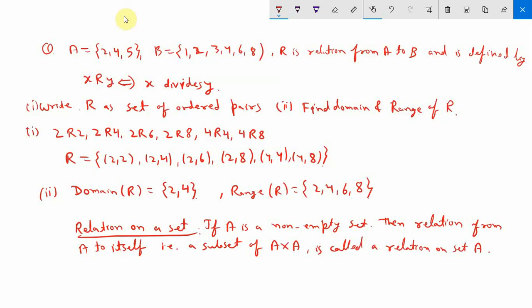So next we will discuss inverse of a relation. So let me clean this. Inverse of a relation.